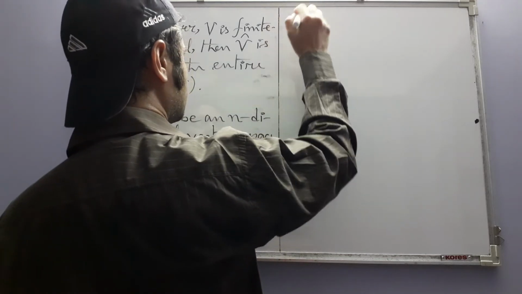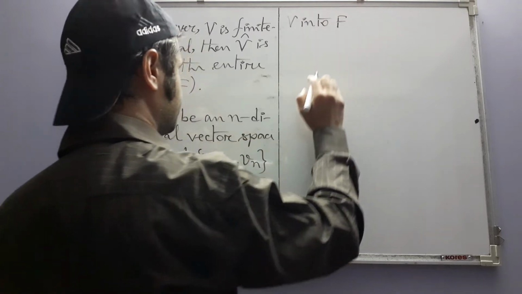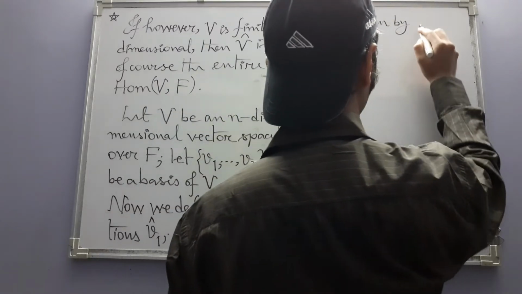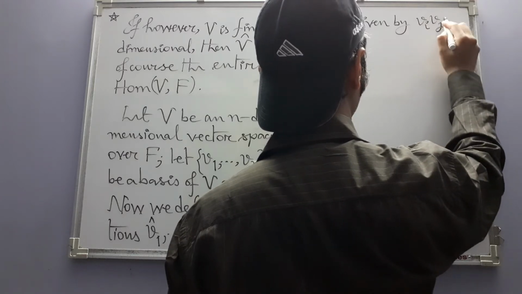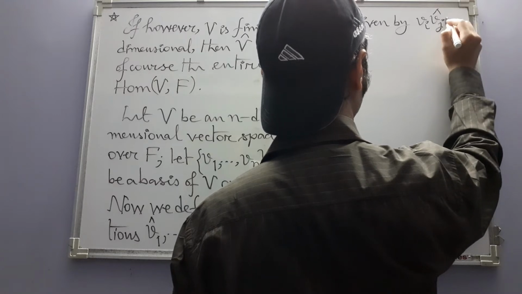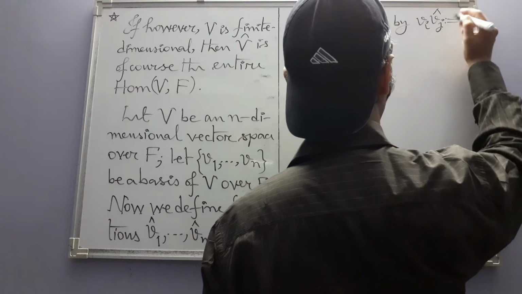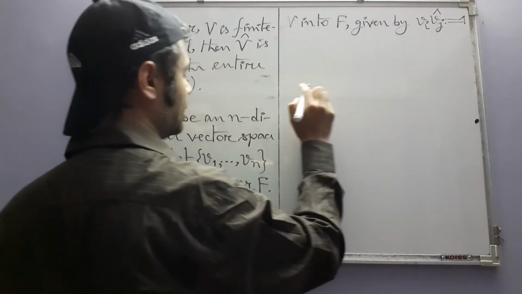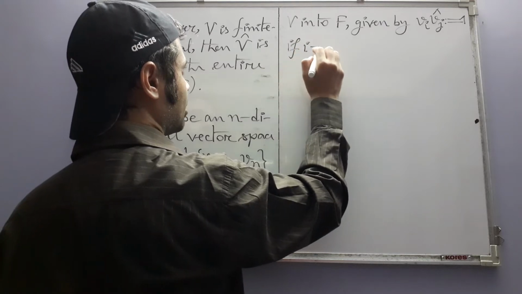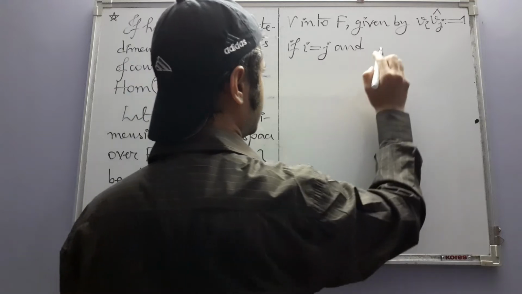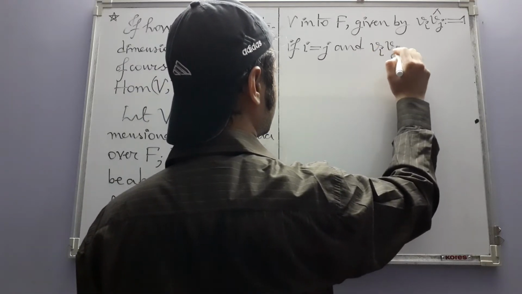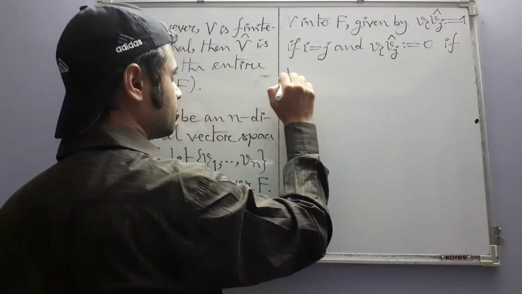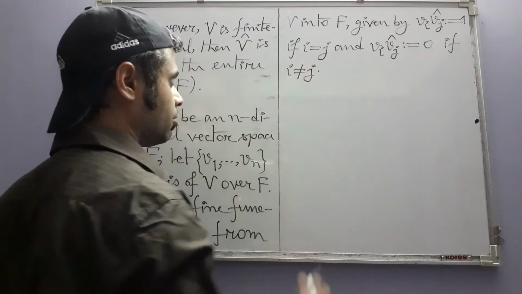From V into F given by Vi Vj hat, defined (I use this colon to mean the definition) to be equal to 1 if i is equal to j, and this is defined to be equal to 0 if i is not equal to j.